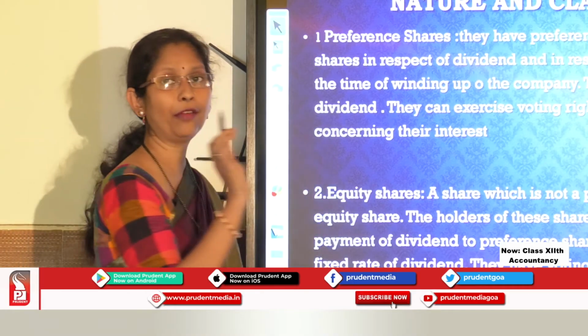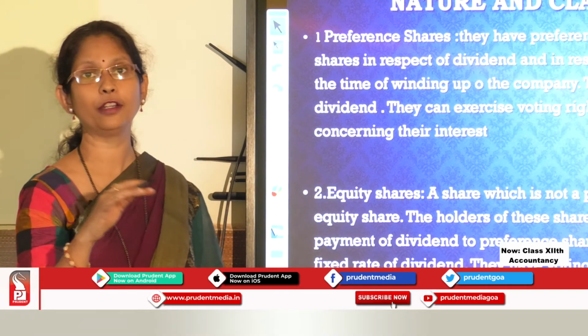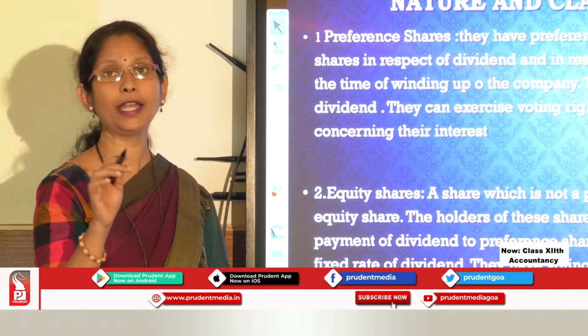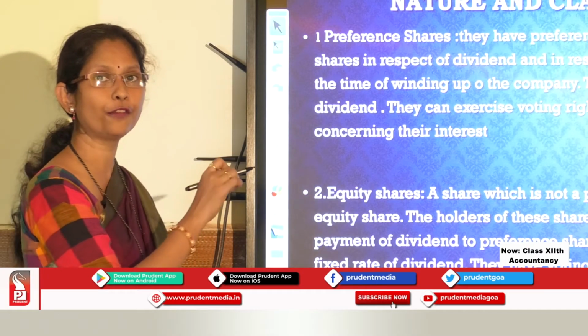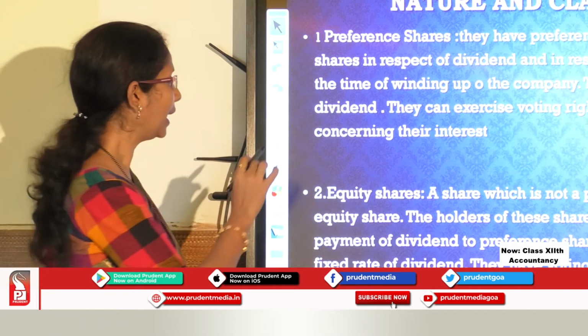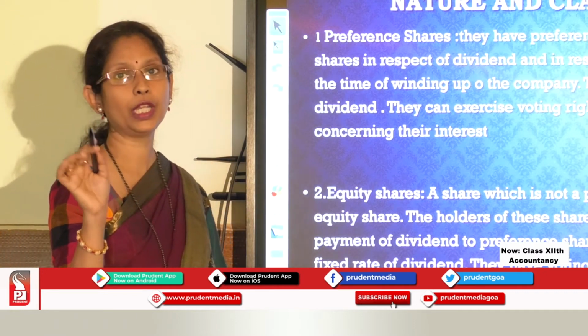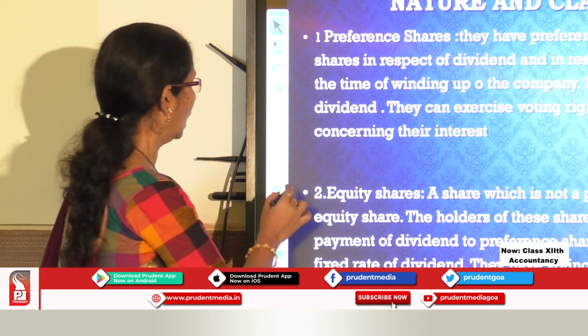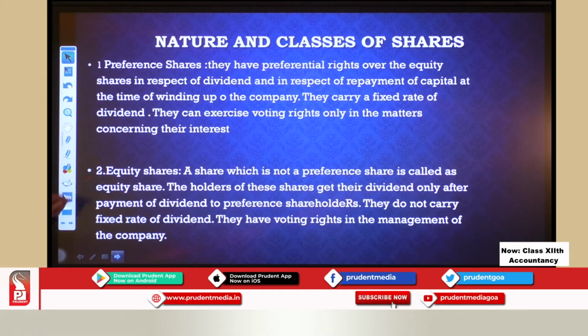Now they don't have any voting right in the matters of the company. Their voting right is limited to the extent of their interest. So they cannot participate in the working of the company. Now we have the equity shareholders.